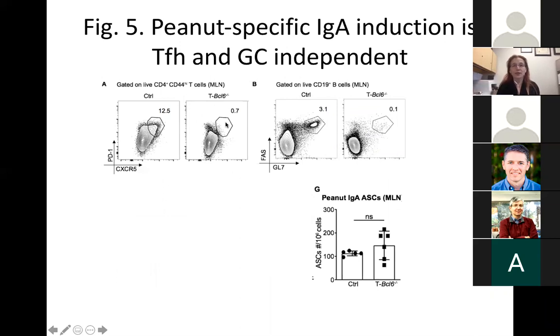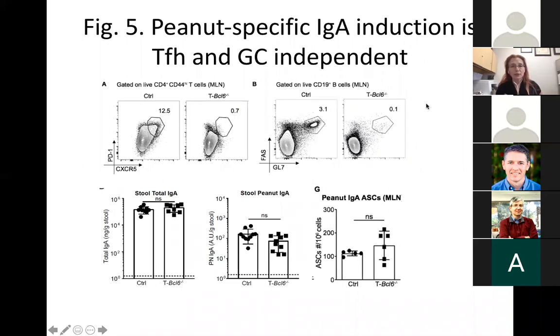They don't have germinal centers. They don't make effective TFH-dependent antibody responses. You can see here that the germinal center B cells by flow, also by IF, which I'm not showing you, are really ablated. And what we saw, though, was completely shocking, which is that, yes, we didn't change total IgA, and we didn't really expect to change total IgA in the gut, but we actually didn't change peanut-specific IgA at all. And that was quite shocking.